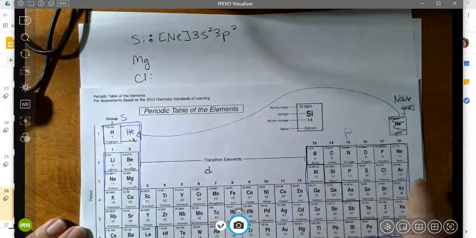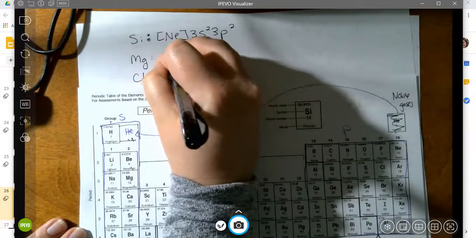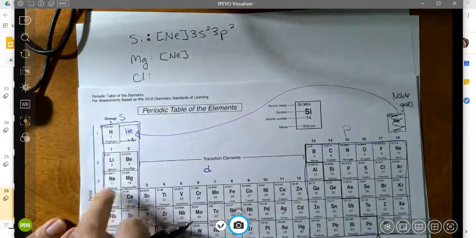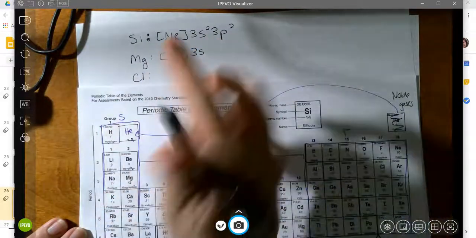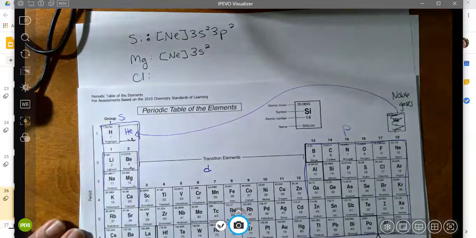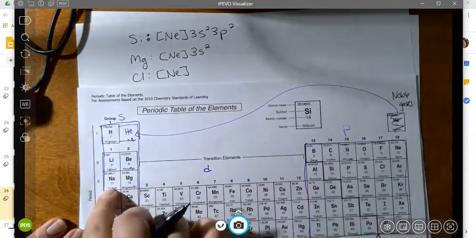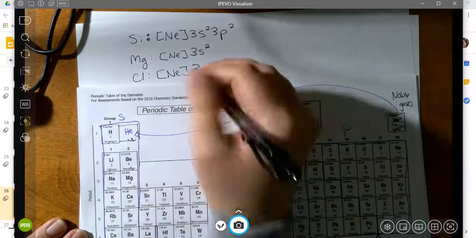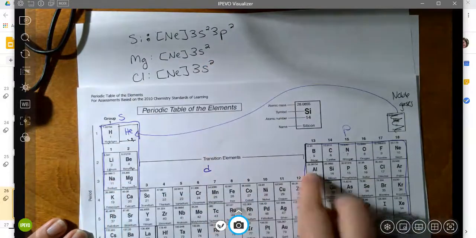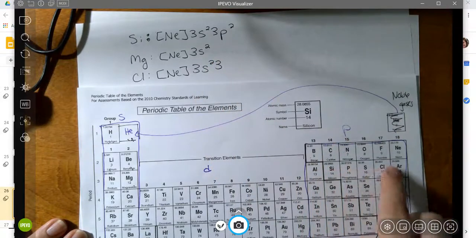Okay, so for magnesium, it's right here. The noble gas that came before it was neon as well. Now we're in period 3, the S block, and I have to go 2 squares to get to magnesium. So this is a lot faster. For chlorine, again, the noble gas that came before is neon. So then I come down here. I'm in period 3, the S block, and I go 2 squares. Now I come over here. I'm in period 3, but the P block, and I go 1, 2, 3, 4, 5 squares.